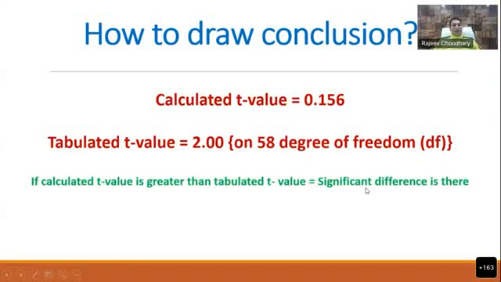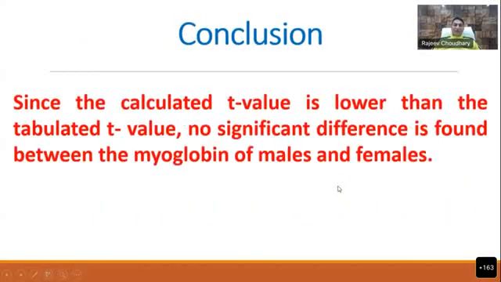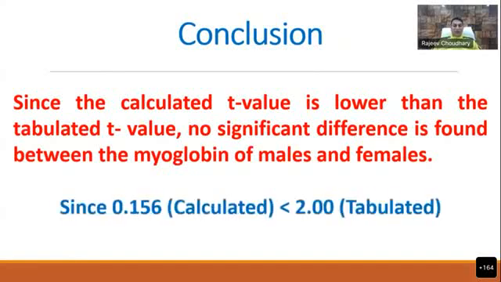If the calculated value is greater than the tabulated value, a significant difference is there. On the other hand, if the calculated T value is lower than the tabulated T value, no significant difference is there. So on the basis of the results, we can conclude that since the calculated T value is lower than the tabulated T value, no significant difference is found between the myoglobin of males and females. In this hypothetical example, our calculated T value is 0.156 and the tabulated T value is 2.